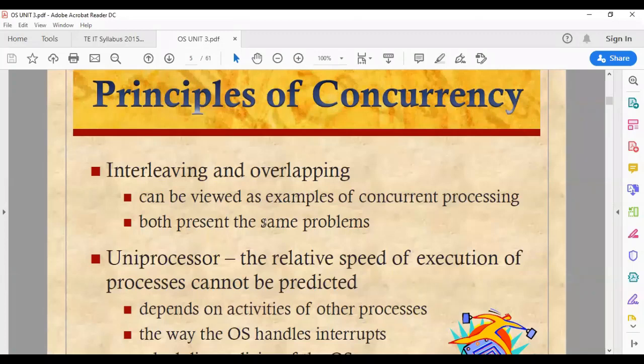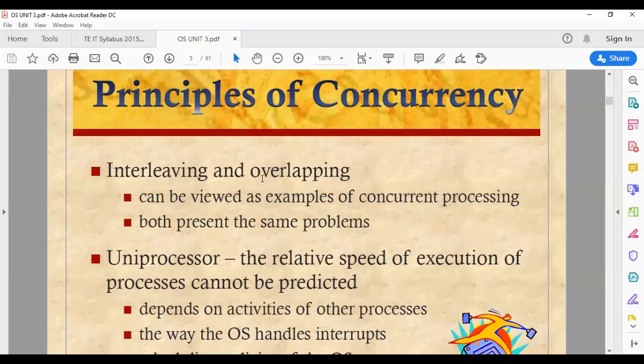Giving some specific time. Suppose P1, P2 and P3 are executing. P1 will execute, after some time P2 will execute. So that is interleaving. Some time is specified. And overlapping, which one? P1, P2 will overlap one another. Some time will overlap. So that is interleaving and overlapping, which can be viewed as an example of concurrent processing.